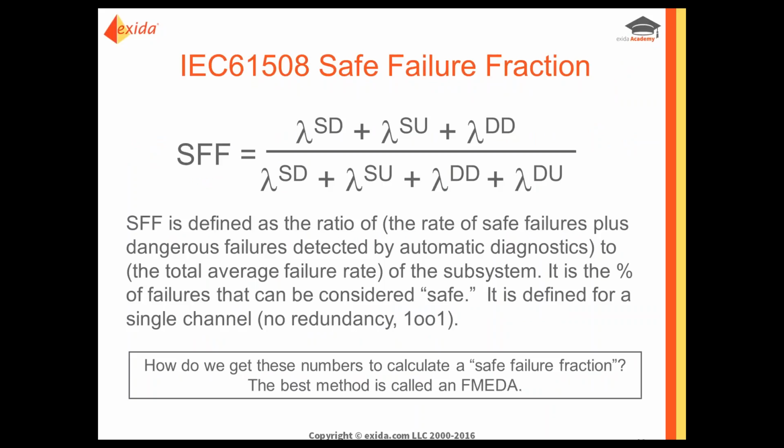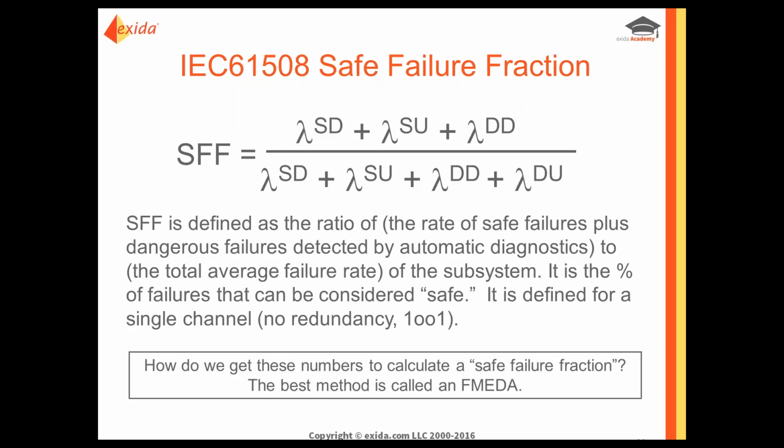So looking deeper into Route 1H is the safe failure fraction method. The safe failure fraction is defined as the ratio of the safe failures plus the dangerous failures detected by automatic diagnostics to the total average failure rate of the subsystem. It then is the percentage of failures that can be considered safe. And this definition is defined for a single channel, so that meaning no redundancy, a 1 out of 1 system.